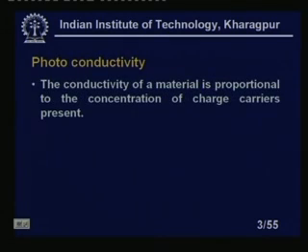Photoconductivity. What is photoconductivity? The conductivity of a material is proportional to the concentration of charge carriers present, right. Conductivity basically depends on the charge carriers. In the case of metals, we have a fixed amount of charge carriers which is thermally generated. In the case of semiconductor devices, these can be varied depending on incident light, which will change the resistance. Obviously, the photocurrent also will change.